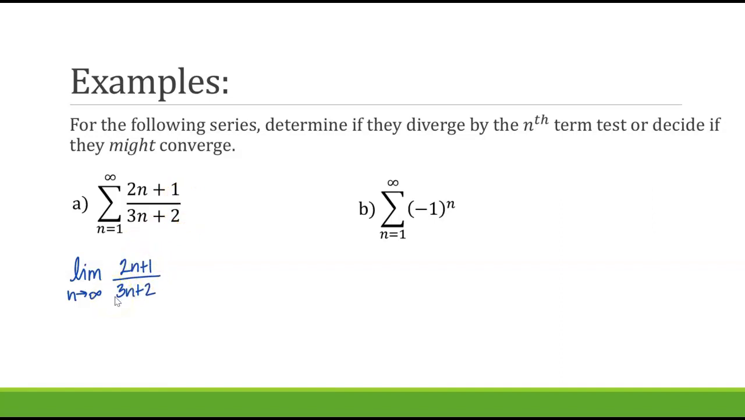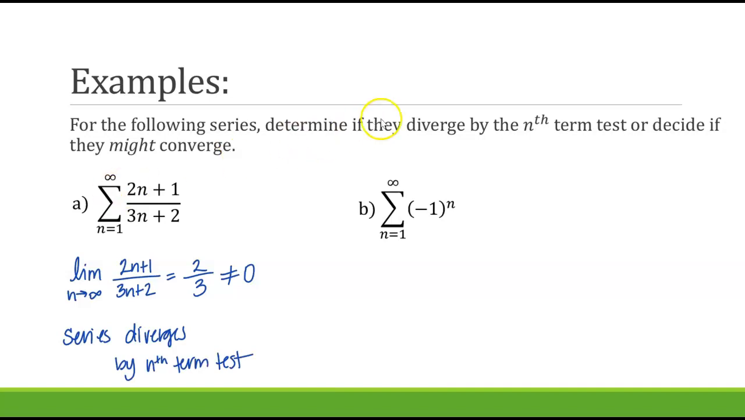On this one, this is a limit at infinity. We can think about the end behavior, the horizontal asymptote that's happening here. Since the dominant terms have the same power, so the degree is the same on the top and the bottom, we can take the coefficients as the answer to the limit, so 2/3, and 2/3 is not 0, right? So these numbers are not approaching 0, which means by the nth term test that the series diverges. So the series diverges by the nth term test.